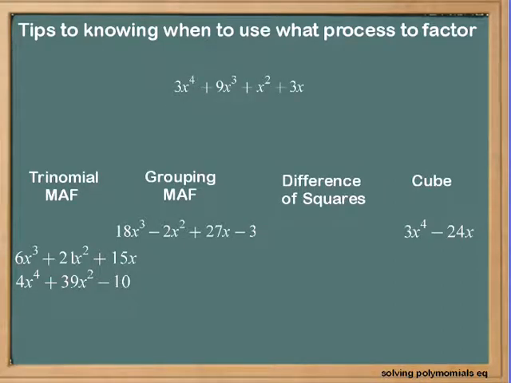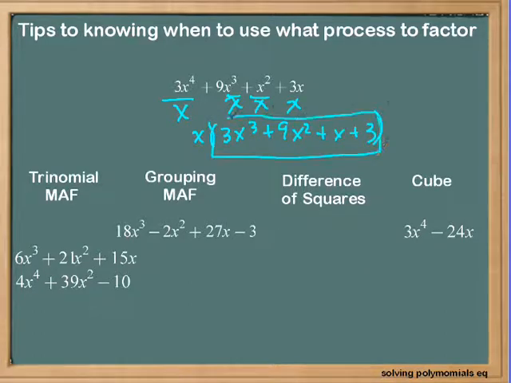GCF here? Yes, we do. We have an x is all we have. Every one of these gets an x divided out, since they all have an x in common. That would leave me with 3x to the third plus 9x squared plus x plus 3. Well, this right here is our focus, and since there's 4 of them, it's going to be in the grouping with a GCF on the outside. So this one will be for grouping.